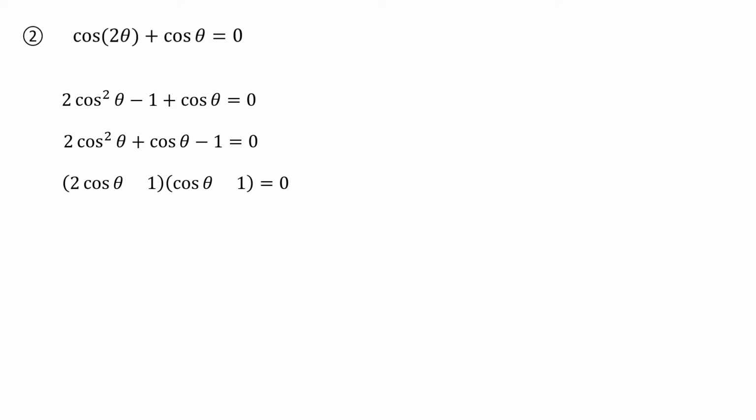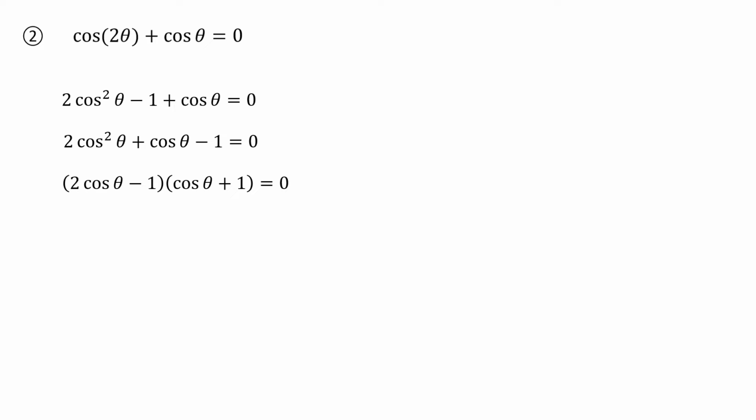But these two don't look identical, right? One of them's got a 2 cosine theta. The other one just has cosine theta. So where do you put the positive? Where do you put the negative? I want 2 subtract 1 to get me a positive 1. So that's where I need to place the negative and the positive.